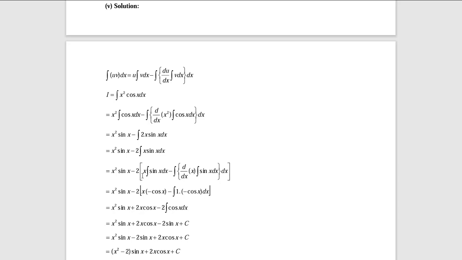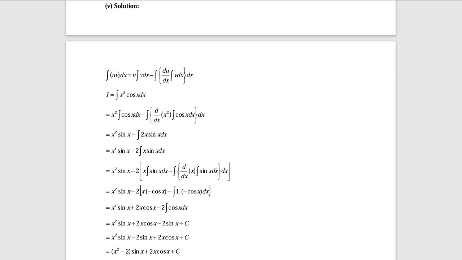First we wrote u, which is x, then we wrote integration of v, which is sin x, minus integration of d/dx of u, which is x, and then integration of v, which is sin x. Next we wrote x square sin x minus 2 into x, then integration of sin x is minus cos x, then minus integration of d/dx of x, which is 1, then integration of sin x, which is minus cos x.